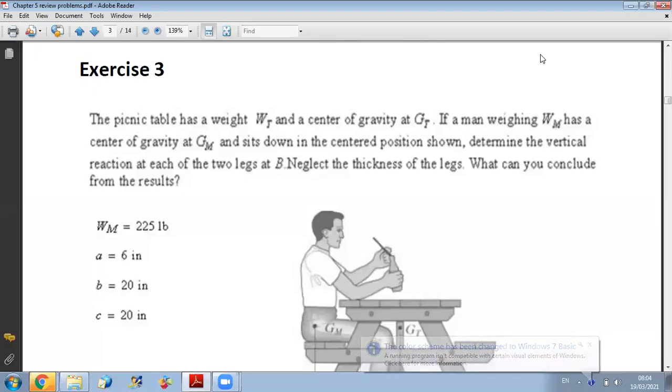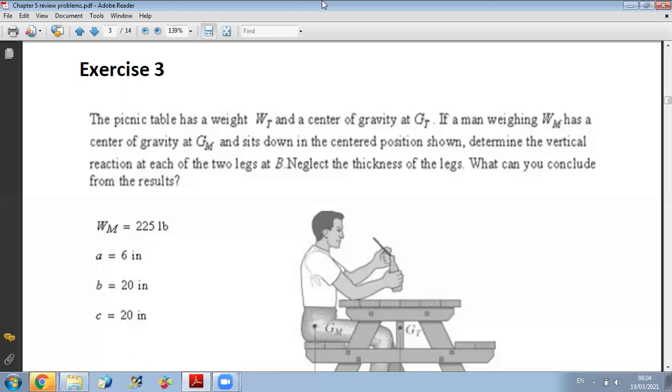So we will continue doing problems on rigid body equilibrium. The picnic table has a weight Wt and a center of gravity at Gt. If a man of weight Wm has a center of gravity at Gm and sits down in the centered position shown, determine the vertical reaction at each of the two legs at B. Neglect the thickness of the leg. What can you conclude from your result?